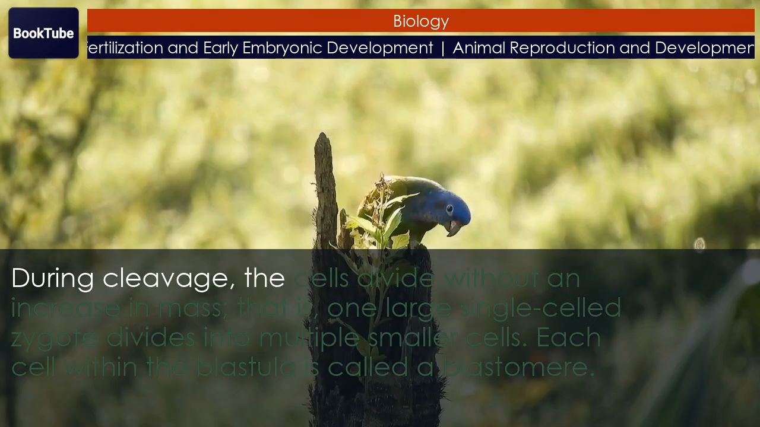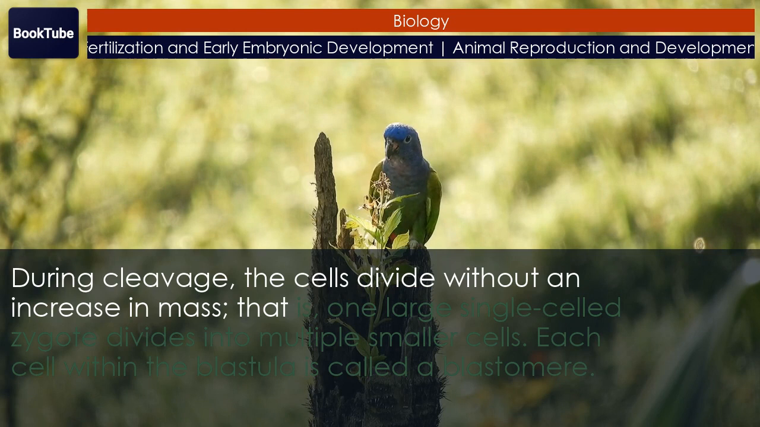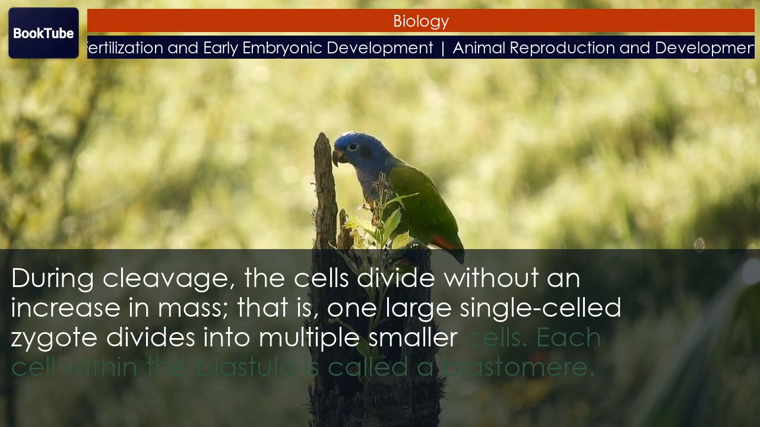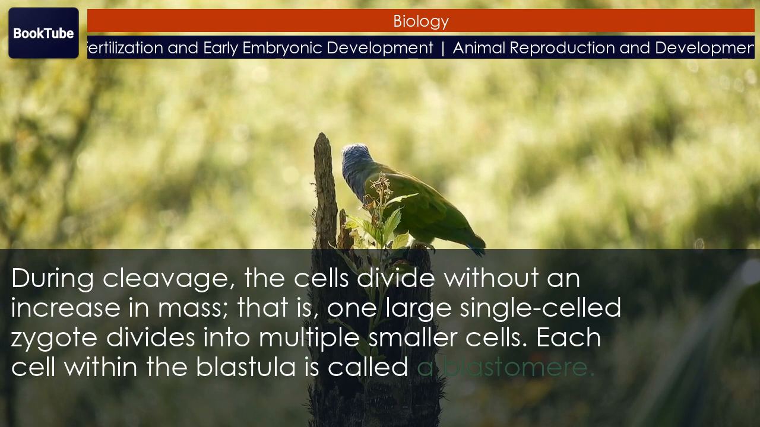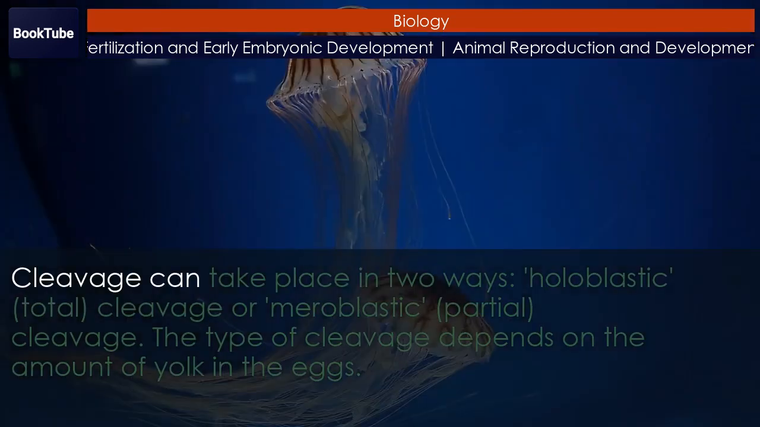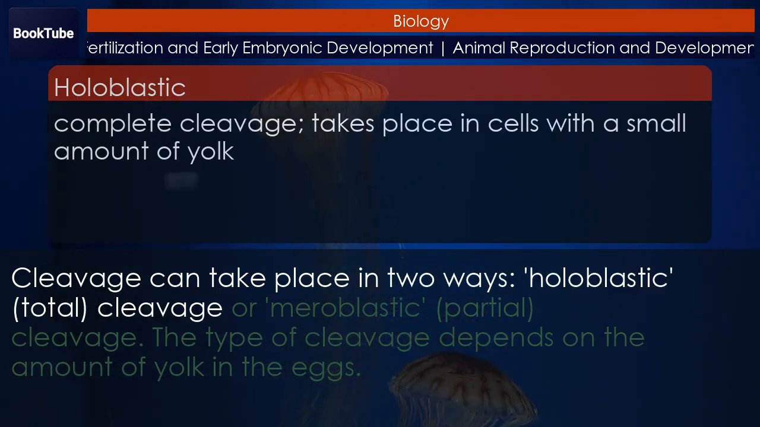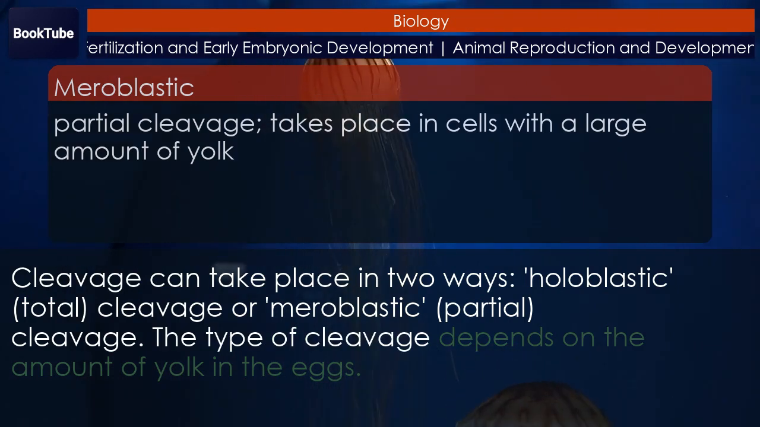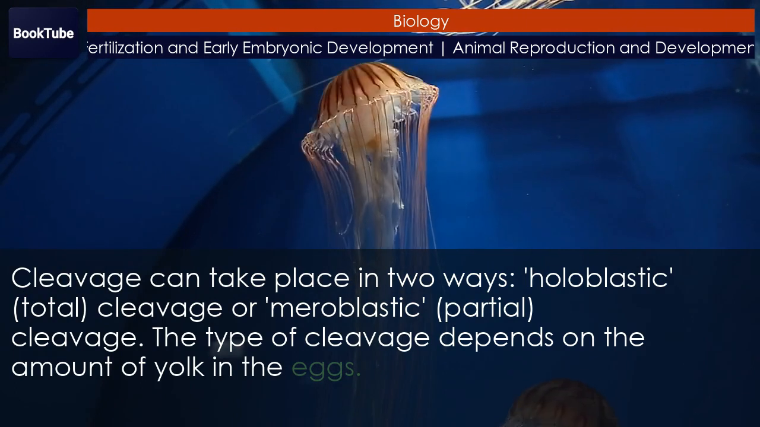During cleavage, the cells divide without an increase in mass. That is, one large single-celled zygote divides into multiple smaller cells. Each cell within the blastula is called a blastomere. Cleavage can take place in two ways: holoblastic, total cleavage, or meriblastic, partial cleavage. The type of cleavage depends on the amount of yolk in the eggs.